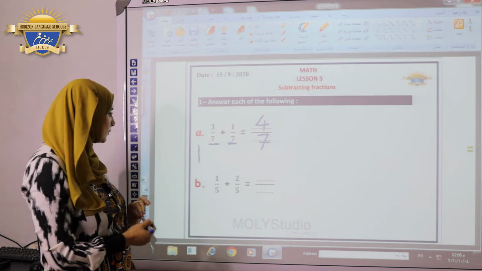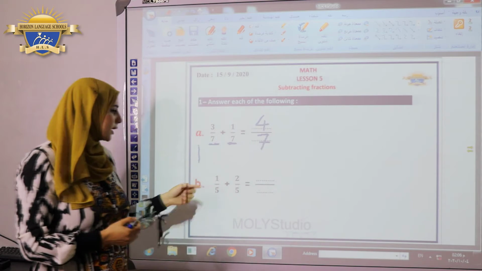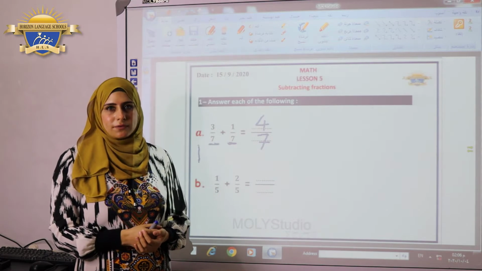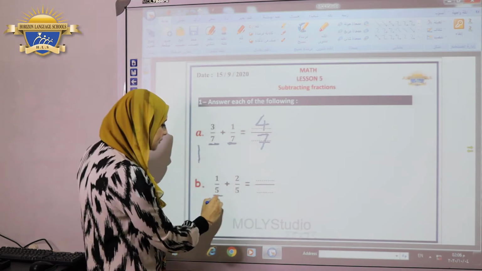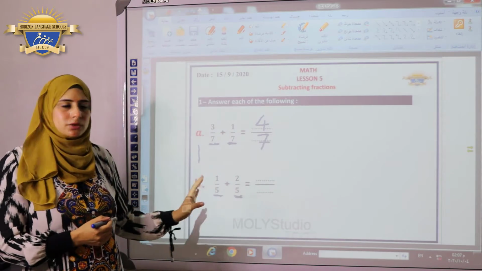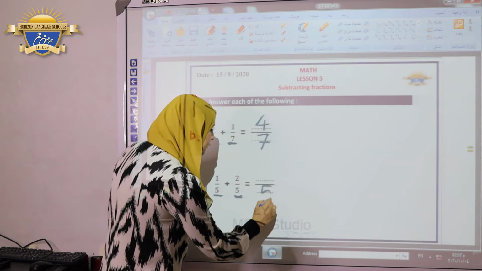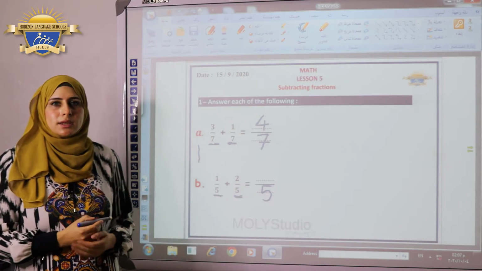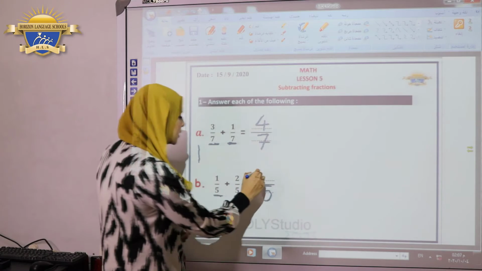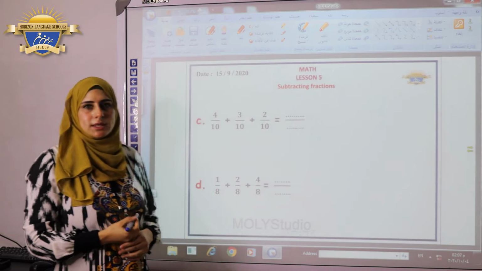Number B. Here I have 1 out of 5 plus 2 out of 5. I have here the same denominators. So I will keep the denominators, which is 5, and just add the numerators 1 plus 2, which is equals 3.